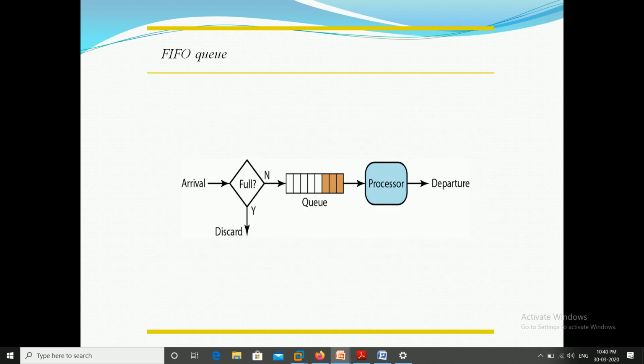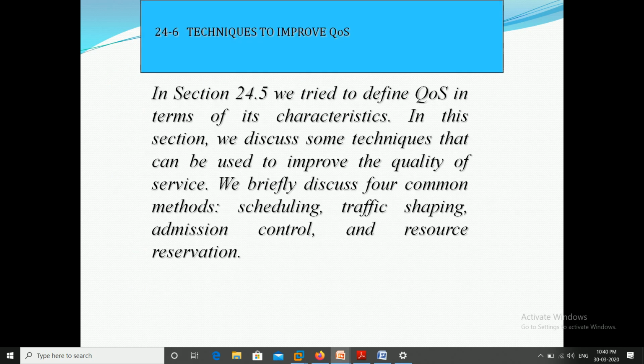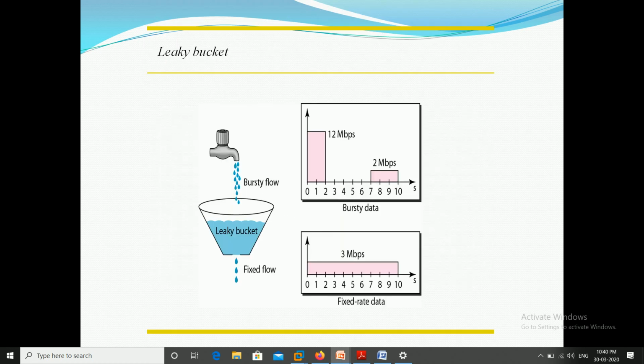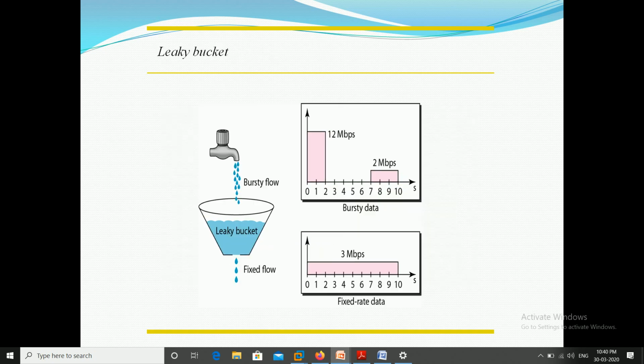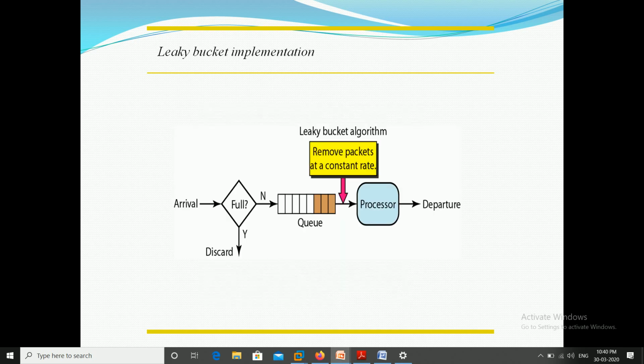This is something we can call traffic shaping, right? That we're going to shape the traffic. This also comes under the category of quality of service, to improve the quality of service, right? So this is the basic mechanism for leaky bucket.